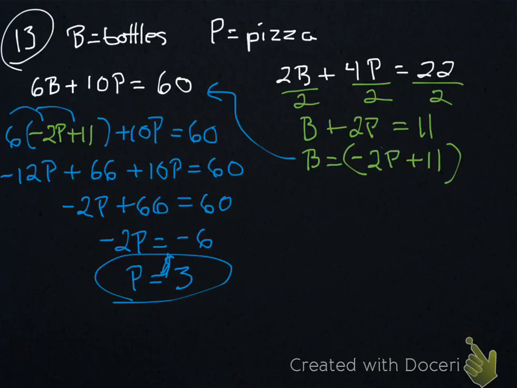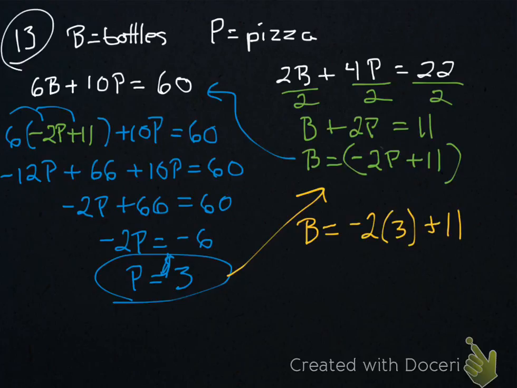But that's okay. Now we're going to take p and plug it back in. So b is equal to negative 2 times my p plus 11. So 2 times 3, that's 6, right? So I have negative 6 plus 11. So the bottles of Sprite are $5.